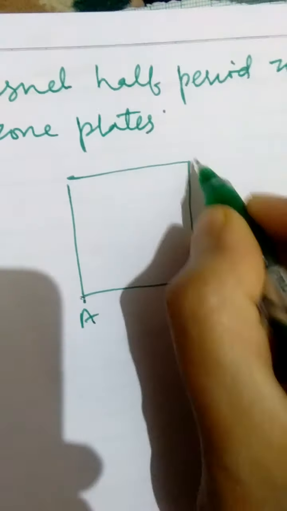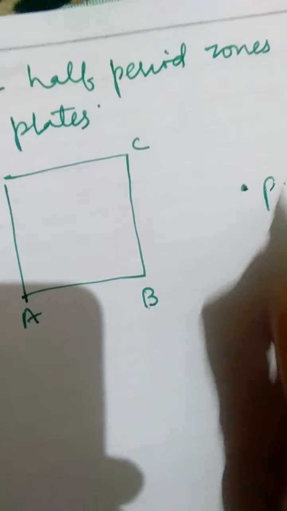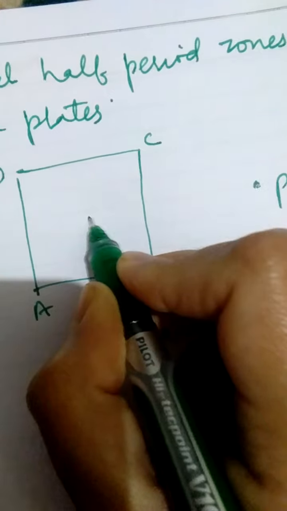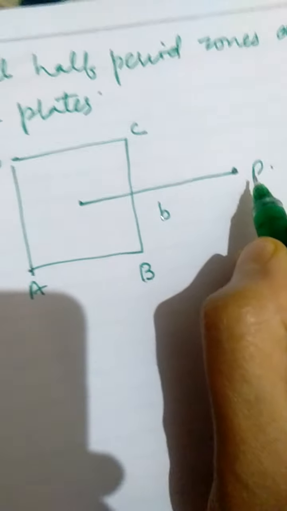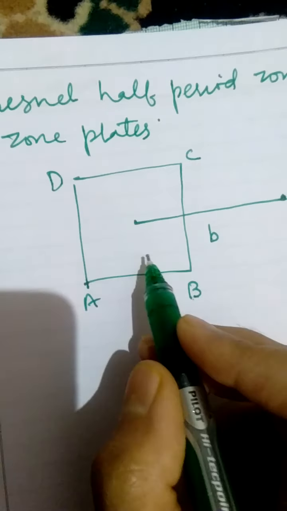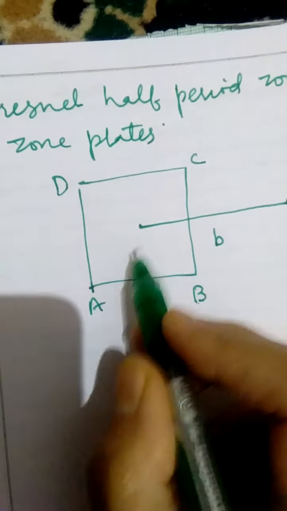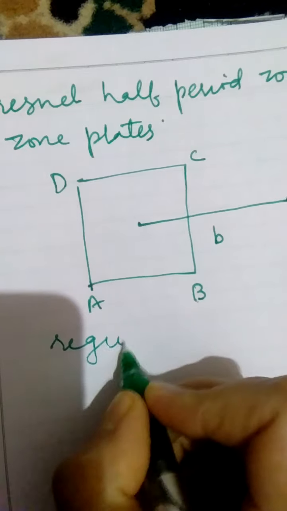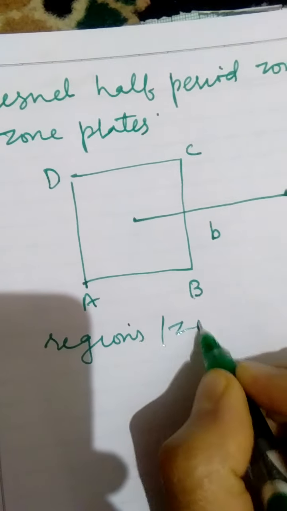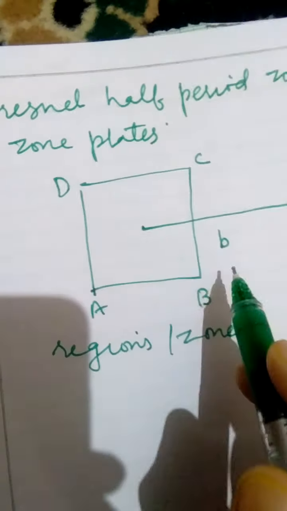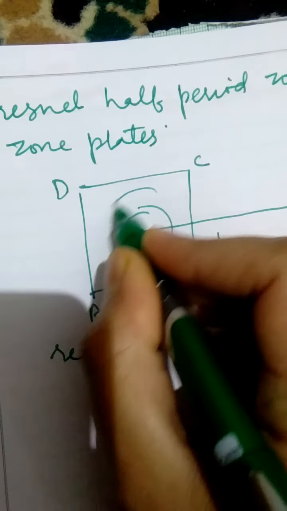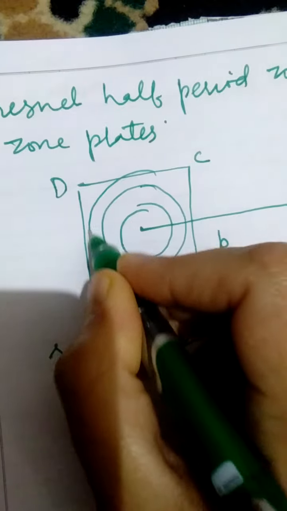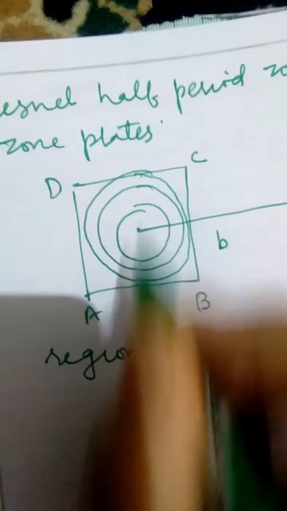And due to this wavefront, we want to find the intensity at a point P. Suppose b is the distance from the center of the wavefront to the point P. Now Fresnel suggested that we can divide this wavefront into a number of regions or zones, which are called Fresnel zones, right? Those zones are circular. It is like this, then this, then this, and so on, right?